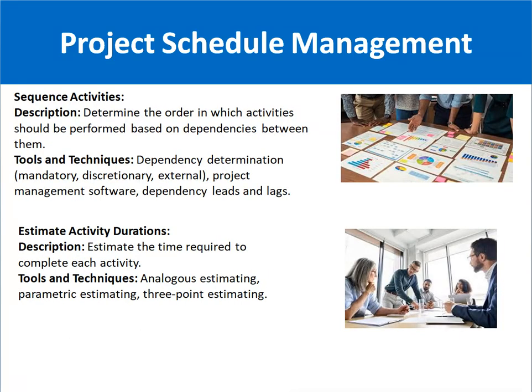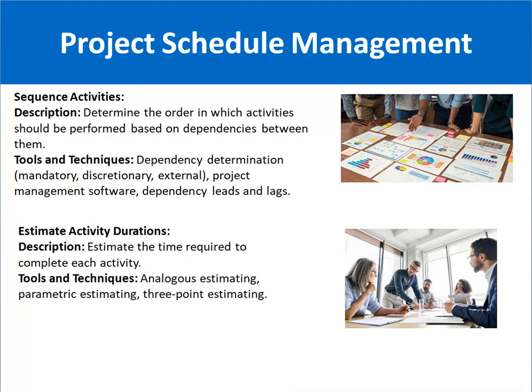Then once you identify the activities, you have to sequence them. Let me give you an example. First you have to make a scope document, then you have to make the functional specification document. Once the functional document is made, you start the software development. Once the software development is finished, you have to do the testing. After testing, the production testing, you have to deploy the build on production. All those are the activities which you have to sequence.